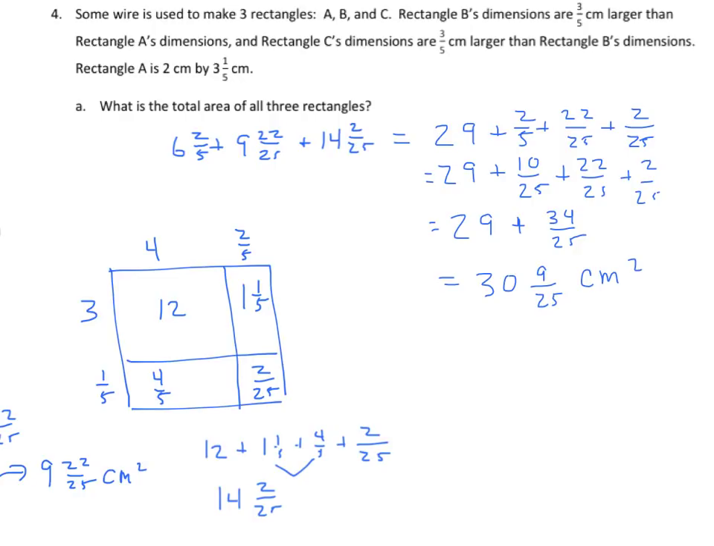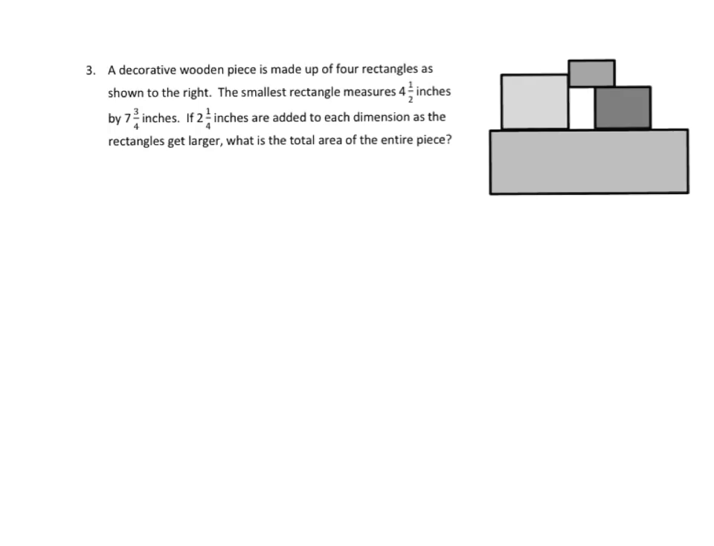Okay, let's look at the homework problem. Very similar. A lot of work, but hey, there's only 3 problems. So, again, now we have 4 rectangles. So we have 1, 2, 3, 4. The smallest rectangle is 4.5 inches by 7 3/4. So this one is 7 3/4 by 4.5.